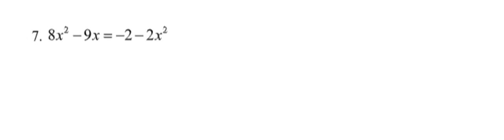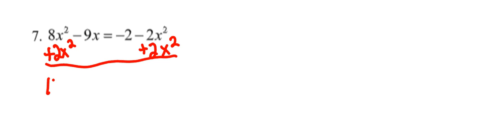Okay, so this one is going to be a solve by factoring. But first, we got to get some of this stuff straightened out. It's all over the place. This is probably going to be the most difficult problem we have. I'm going to add 2x squared to each side. And we get 10x squared minus 9x equals negative 2.